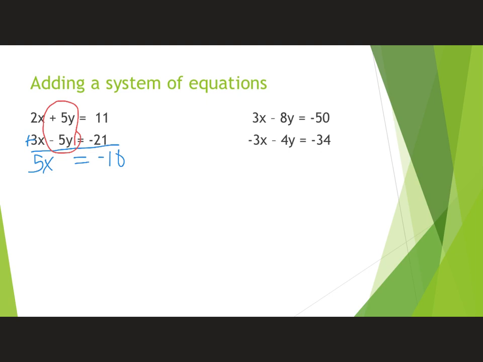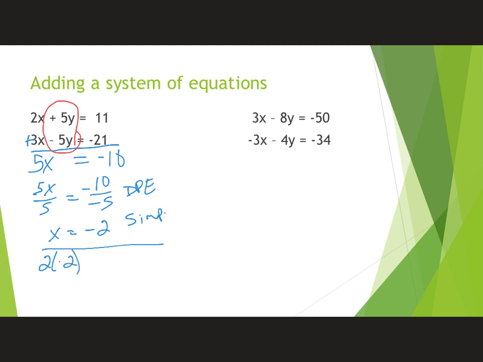So if 5x equals negative 10, I can do 5x divided by 5 equals negative 10 divided by 5. It's our DPE. So that gives me x equals negative 2. That's how I simplify it. Well, if x equals negative 2, all I'm going to do is go back into one of my original equations, and I'm going to substitute in my negative 2. So I have 2 times negative 2 plus 5y equals 11.